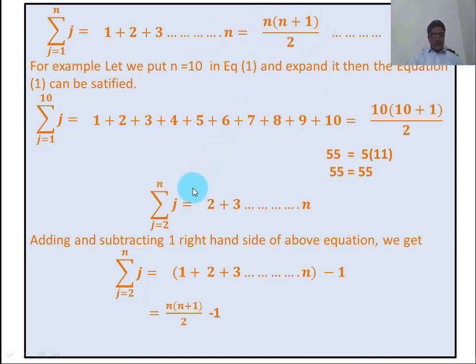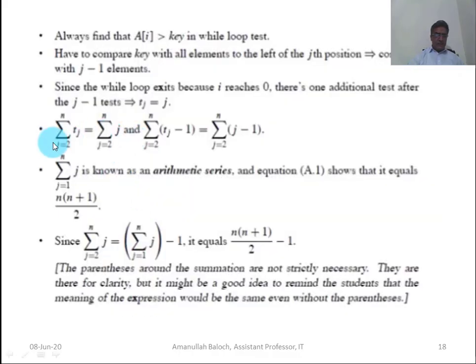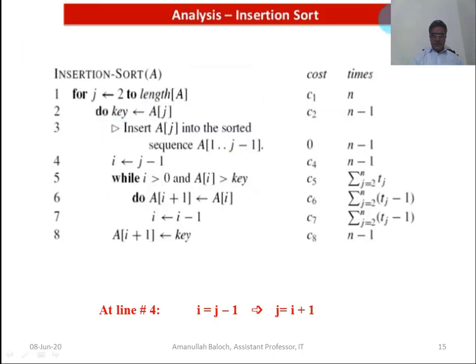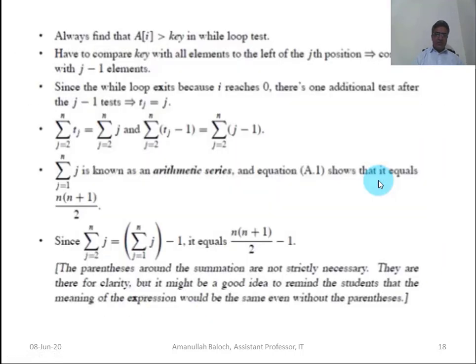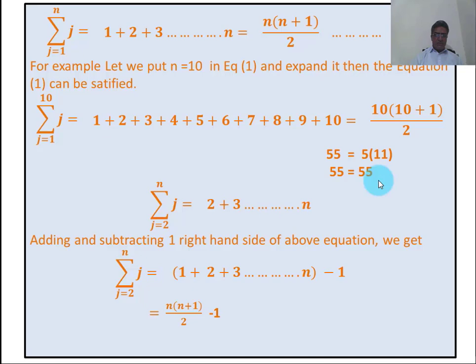Here, in our algorithm, the scenario is sigma j equal to 2 to n of j. For j equal to 1 to n, it becomes n into n plus 1 divided by 2. But in our algorithm it is sigma j equal to 2 to n of j. How will this scenario be converted into the general form?